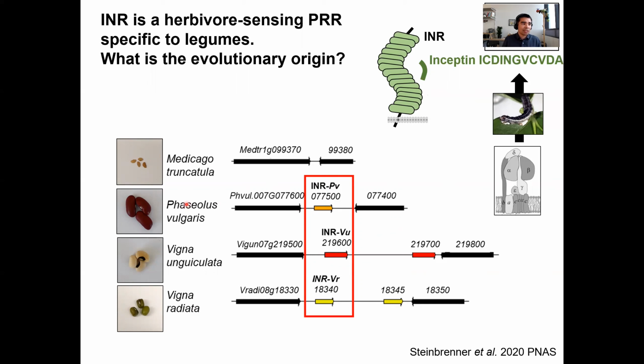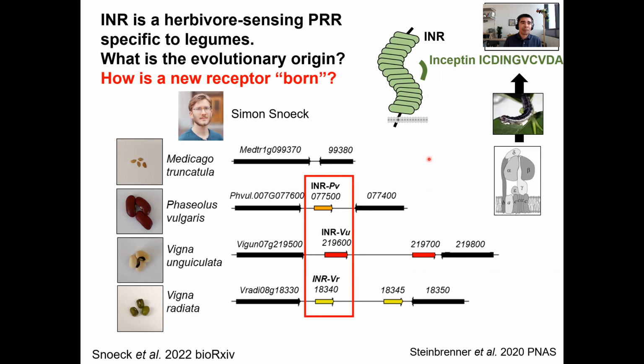So this suggested that this was specific to certain legumes, but we still didn't have enough phylogenetic resolution to tell where this gene insertion event occurred and the process by which it acquired peptide binding and signaling functions. So how is a new PRR born was the question going into this study. A postdoc in the lab, Simon Snook, took on this question.